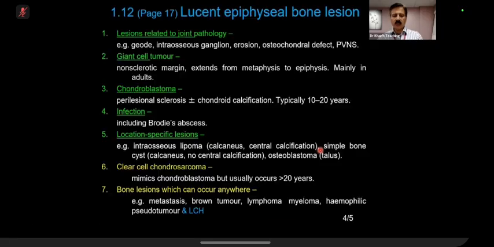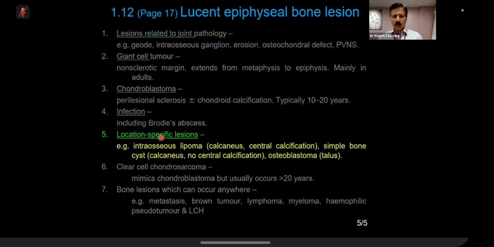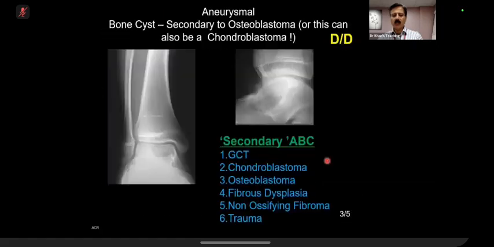There is another differential diagnosis here, where do you see this? This is what I was talking about, location-specific lesions. One of them was osteoblastoma, and it is written in your Chapman. And sometimes two words in Chapman can pass or fail your exam. And this is very important. Osteoblastoma talus. So once you know it, come back to this lesion.